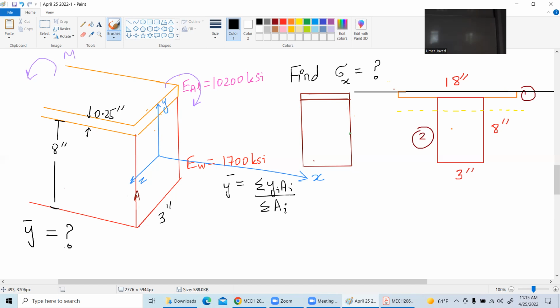Y bar is equal to summation YI over summation AI. It's about 3.6 inches away from the reference line. It is 3.6. Good. Very nice. So he did it. Let me do it for all of you as well.